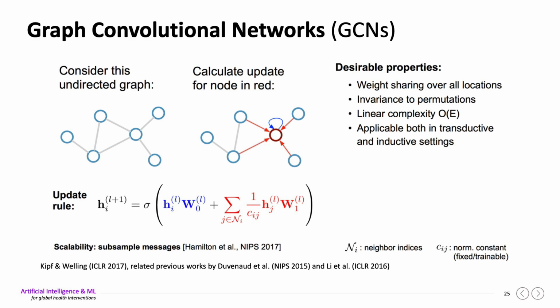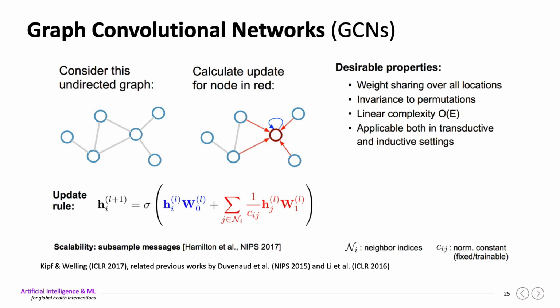This layer-wise rule is often written compactly in matrix form as H at layer l+1 equals sigma of D to the minus 1/2 times A hat times D to the minus 1/2 times H at layer l times W at layer l. Here A hat is the adjacency matrix with added self-loops, D is the degree matrix, and the symmetric normalization by D to the minus 1/2 on both sides keeps the scale of features stable regardless of how many neighbors a node has.